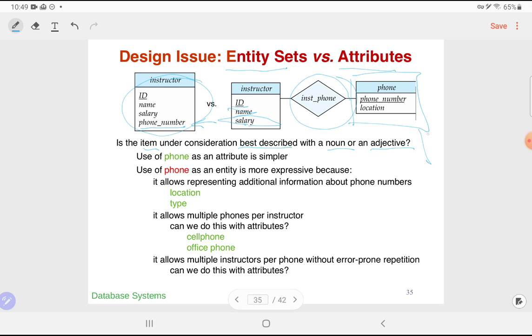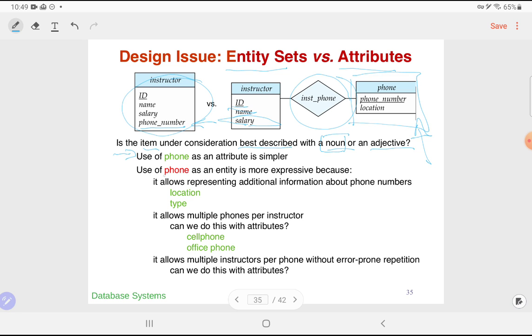By contrast, if we think of the phone as a separate entity and not as a descriptive property of the instructor, then it's a noun. It's an object in and of itself, and it has a relationship with the instructor. So let's consider the alternatives. The use of an attribute is always simpler. So loosely, one could say there is a preference for attributes over entity sets. If you can use an attribute, it will be simpler.